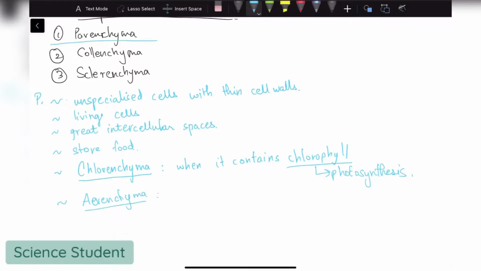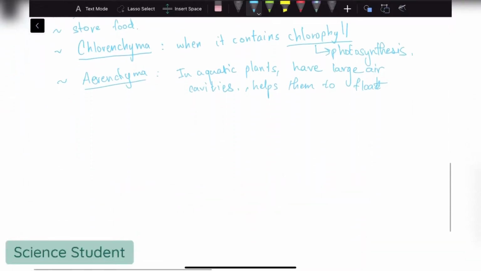So parenchyma in aquatic plants have large air cavities, which help them to float. Okay, so this was about parenchyma.